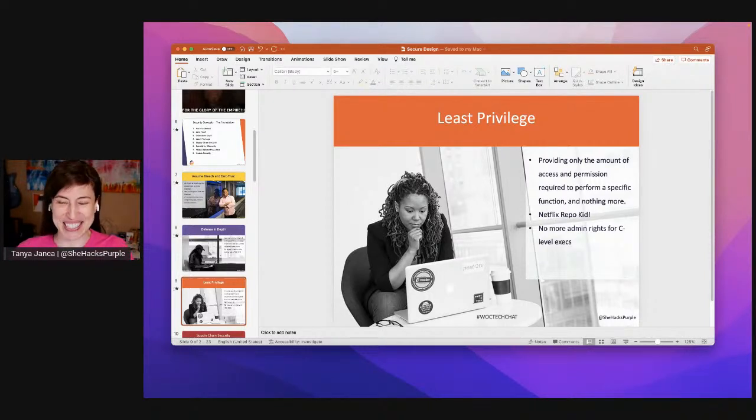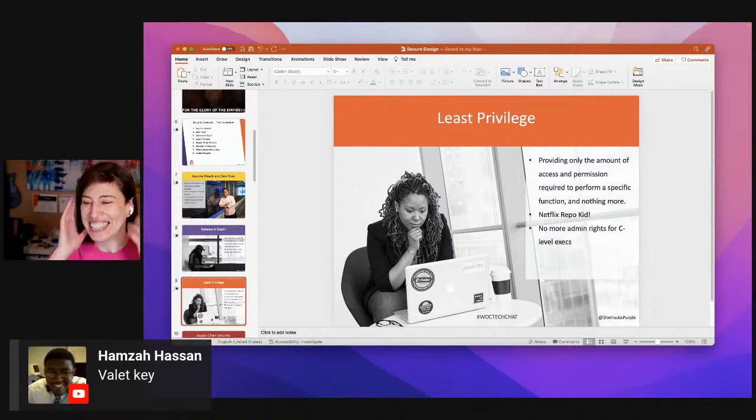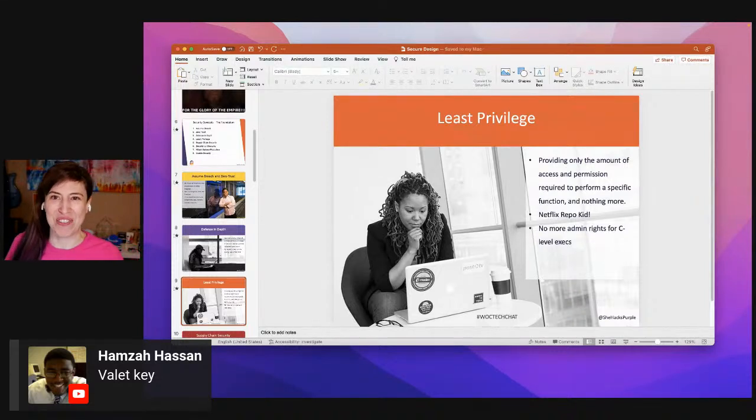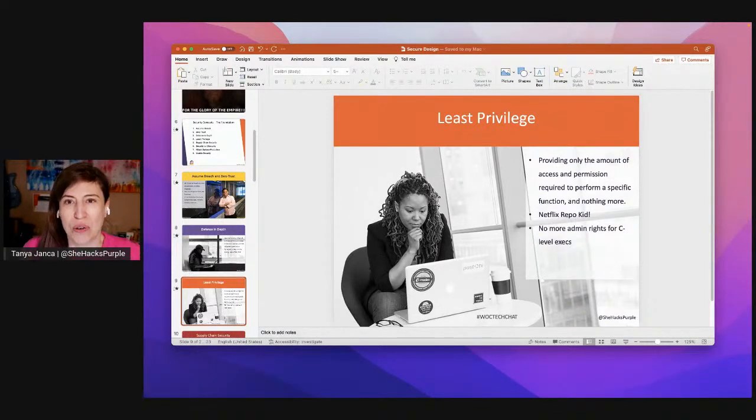You guys are so funny in the chat. The only thing, oh, valet key. I never get to go to a place fancy enough that there's a valet. And also I drive a 2007 Honda Fit. It doesn't really need a valet. It's not a fancy car.